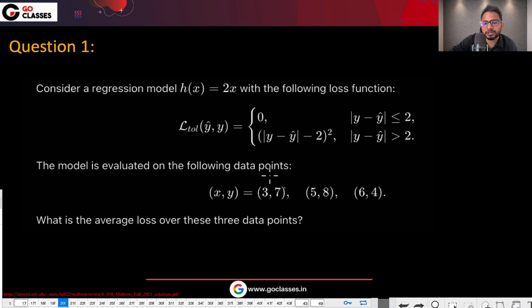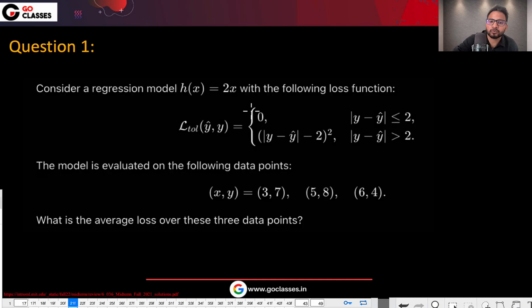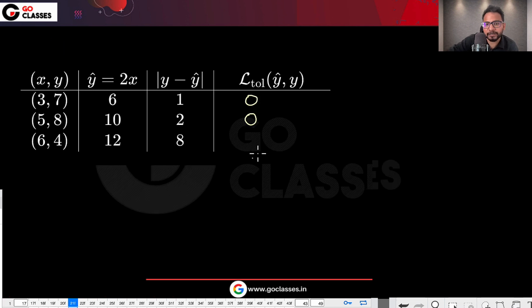So what you can do is easily find out the y cap for everyone. For example, I have the table for this: for 3, y cap is 6. For this it is 10, and the real y is anyway given, right? This is 7. So the absolute difference between these two is 1. This is 2. This is 8, right? So we know the absolute difference. Now, if it is less than or equal to 2, then the total loss is 0. Otherwise the total loss is basically the square of the difference minus 2. So if you do 8 minus 2 squared, you get 6 squared, which is 36. That's why 36 is the loss here.